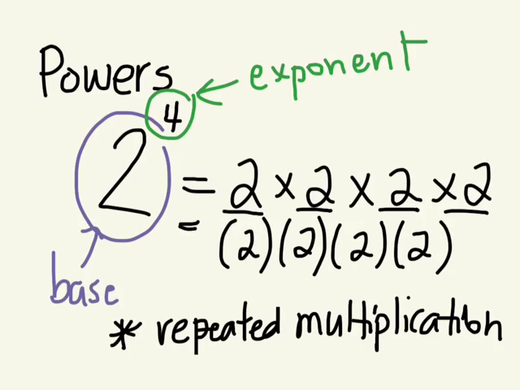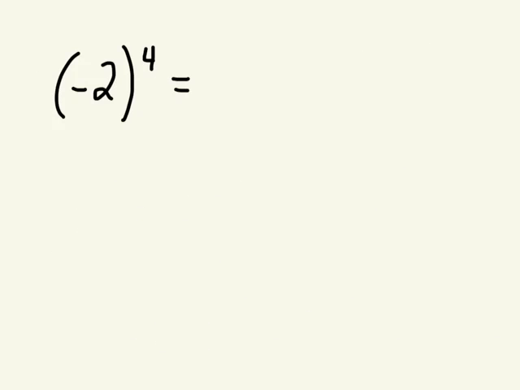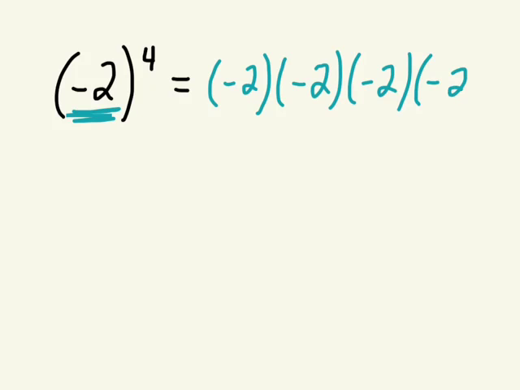I can also write it like this. Remember we talked about if you have brackets, that also means multiplication. Now, when we get into examples that have a negative base, it's better to write it with brackets. So I'll show you an example. What do you notice about this example? Yes, because the base now is negative. So I'd write negative 2 times negative 2 times negative 2 times negative 2.